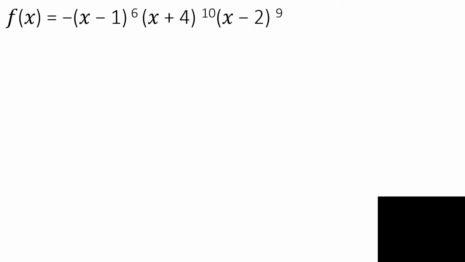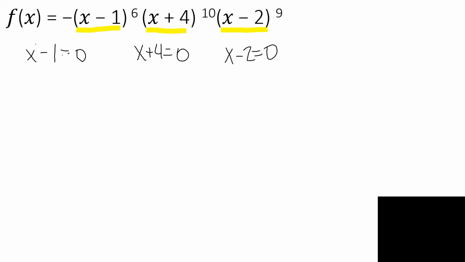Okay, for this slide, we are going to do all the things. The first thing that we need to do is identify any x-intercepts. So that means that we are going to take each term and set it equal to 0. Each parenthesis set gets set equal to 0, so x minus 1 equals 0, x plus 4 equals 0, and x minus 2 equals 0.